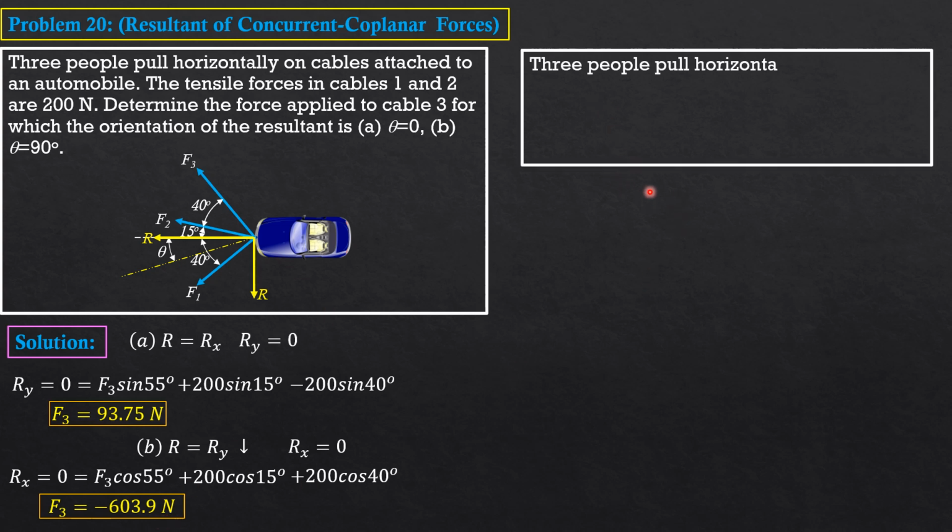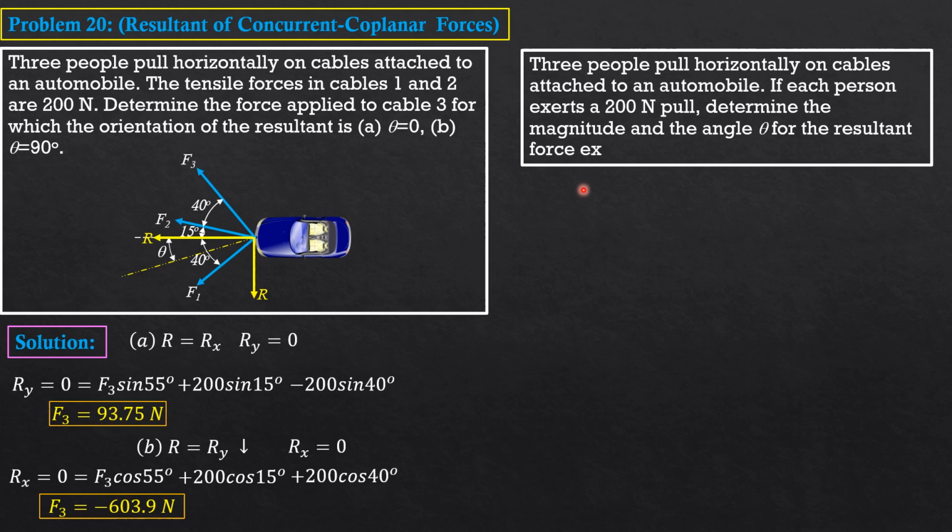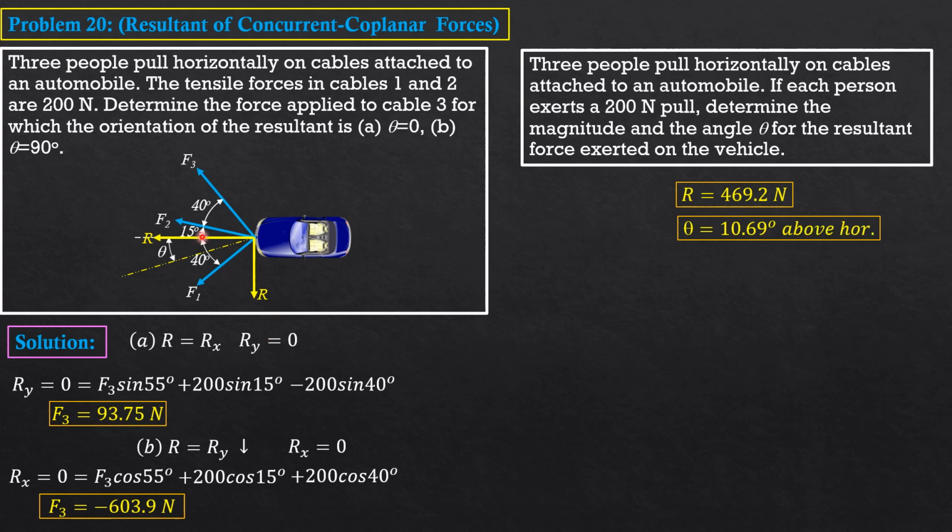Then for your part, three people pull horizontally on cables attached to an automobile. If each person exerts a 200 newton pull, determine the magnitude and the angle theta for which the resultant force is exerted on the vehicle. I want you to show that the magnitude of R is, up to the left, maybe 469.2 newtons, and theta is 10.69 degrees above horizontal. Meaning R is directed up to the left, and this theta is above the horizontal, so it should be here, not here. So your answer should be negative or simply above horizontal. So that's it for your part.